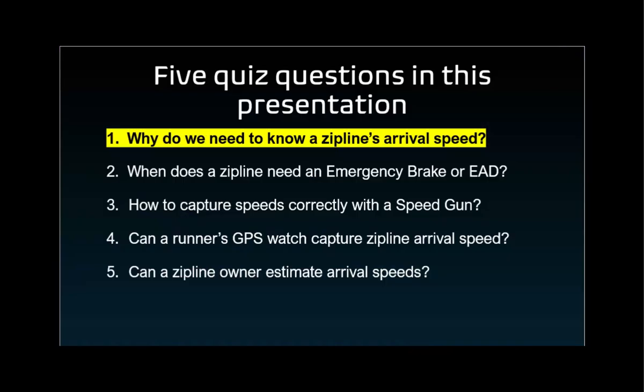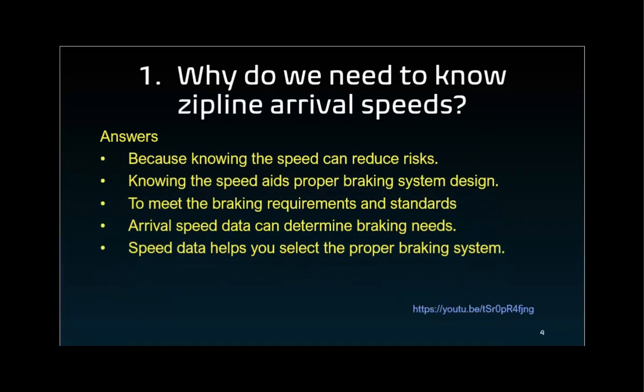The 5 quiz questions that you received in the pre-test will be answered in this presentation, so take notes. Why do we need to know a zipliner's arrival speed? The answers include: because knowing the arrival speed reduces risks. Knowing the arrival speed aids in the proper braking system design. It also helps you meet the requirements and standards in your area. Arrival speed data can help you determine what braking needs you have. And speed data can help you design the proper braking system.